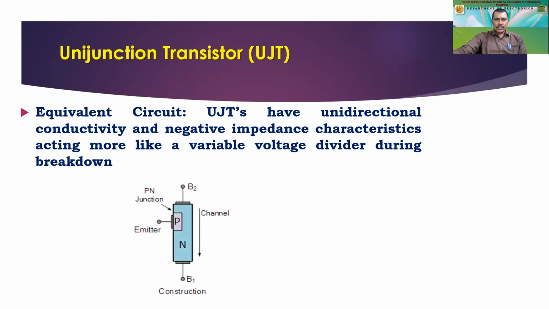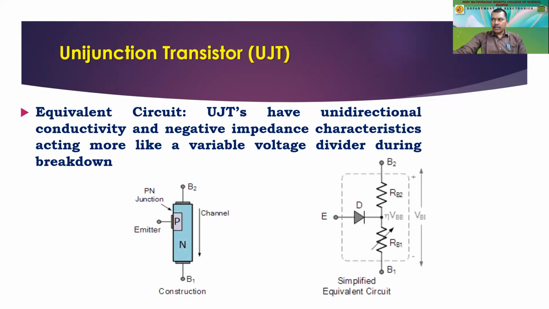And equivalent circuits: UJTs have unidirectional conductivity, and we have a potential divider type of circuit like this. So we have RB2 and RB1. It is not exactly like this, but it can be equated like this. So it is an equivalent circuit.